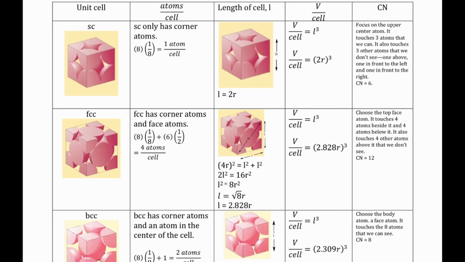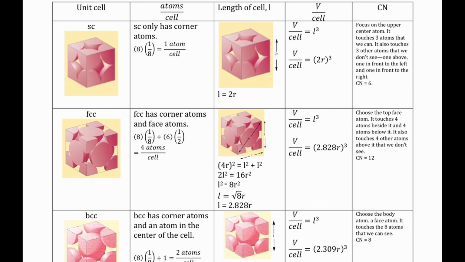Our next column is the length of the cell, L. So we see in our diagram for simple cubic that length is equal to 2r. So if we knew the radius of the metal we're working with that crystallizes in this simple cubic structure, we would multiply the radius times 2, and we would have the length of the unit cell.